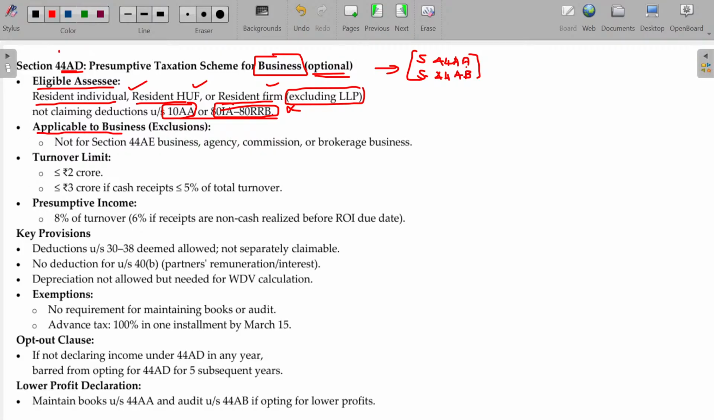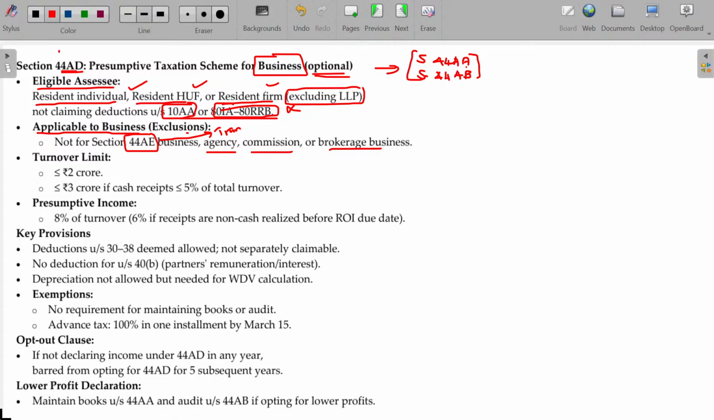And applicable business, what sort of business can you do? Any trading activity business. Exclusion: it should not be agency business, commission business, brokerage business. Agency, commission and brokerage. Even though, 44AE should not be applicable either. 44AE is for the transport vehicles, transport business, goods carriages. For the goods carriages, agency business, commission business and brokerage business, if you are involved.